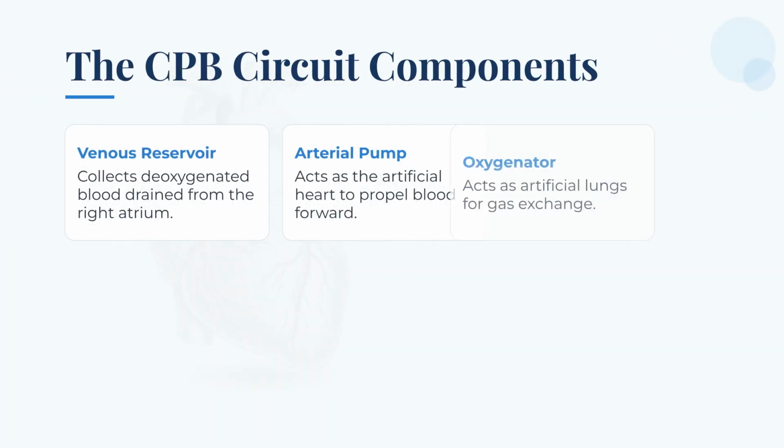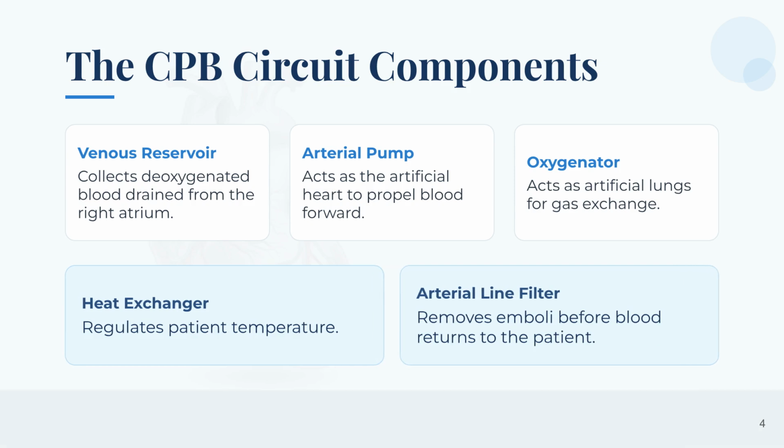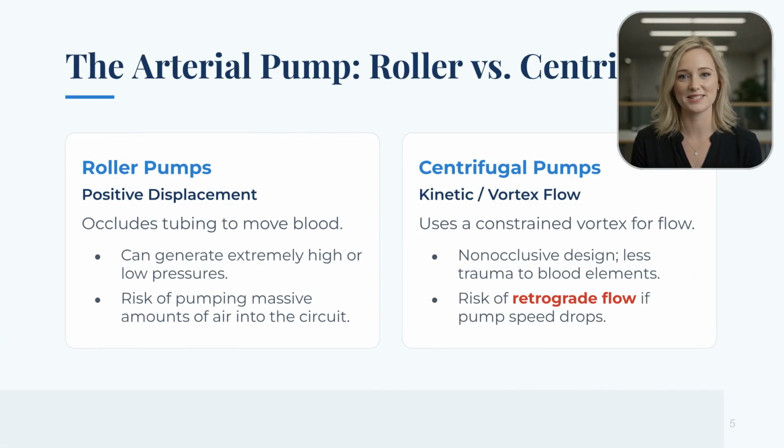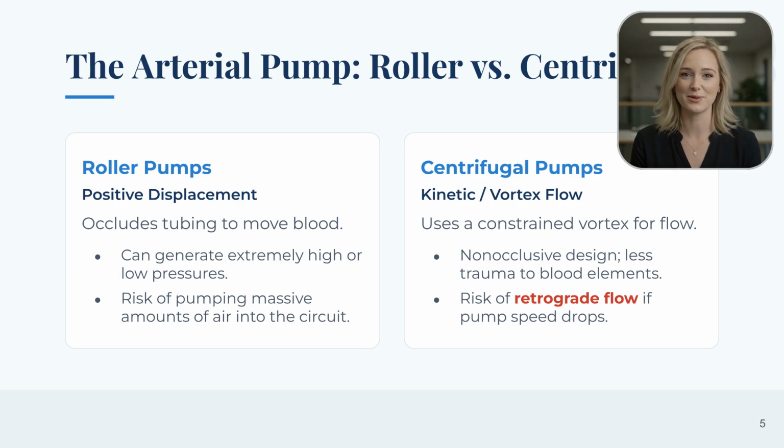A CPB circuit consists of several key components: the venous reservoir, the arterial pump, the oxygenator for gas exchange, a heat exchanger for temperature regulation, and an arterial line filter to remove emboli. Arterial pumps generally come in two types: roller pumps, which are positive displacement devices, and centrifugal pumps, which use kinetic vortex flow. Each has distinct advantages and risks regarding pressure control and blood trauma.